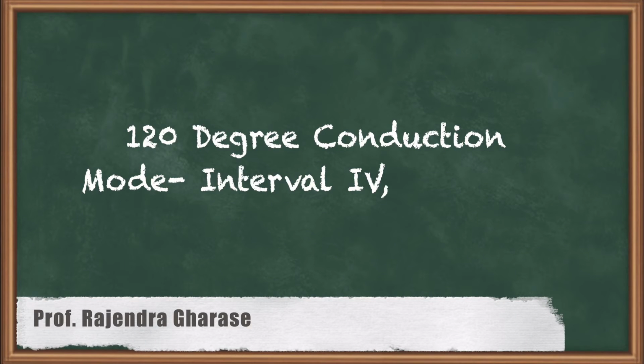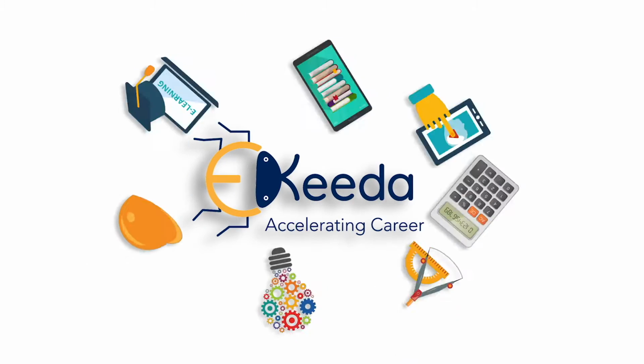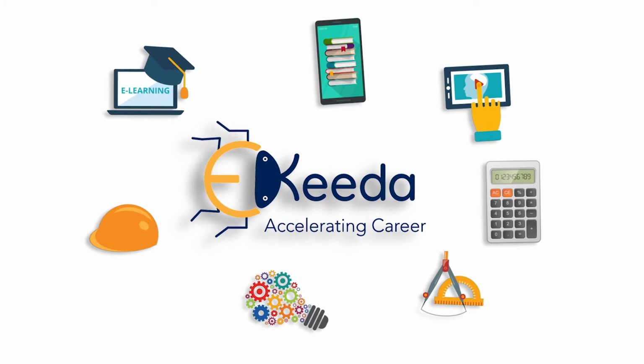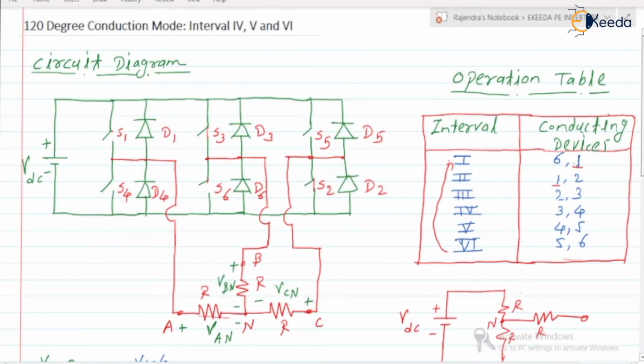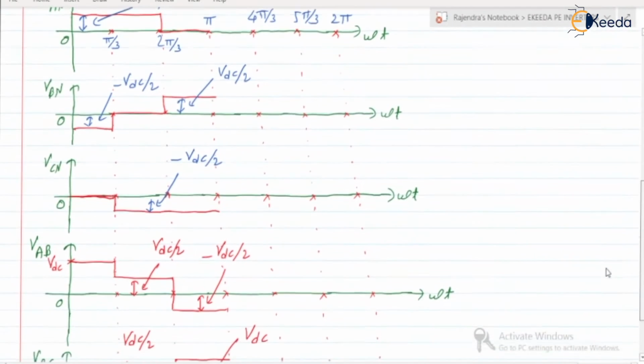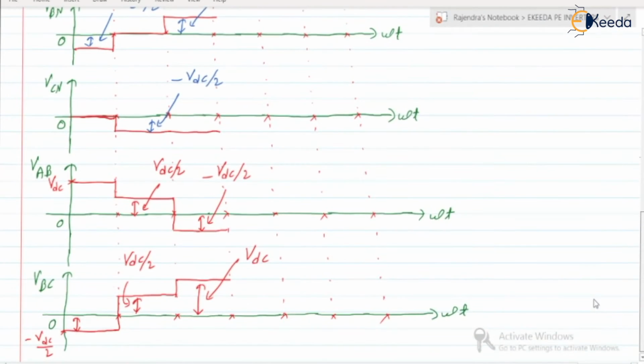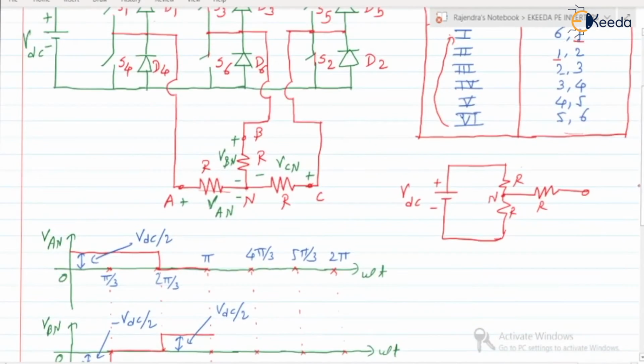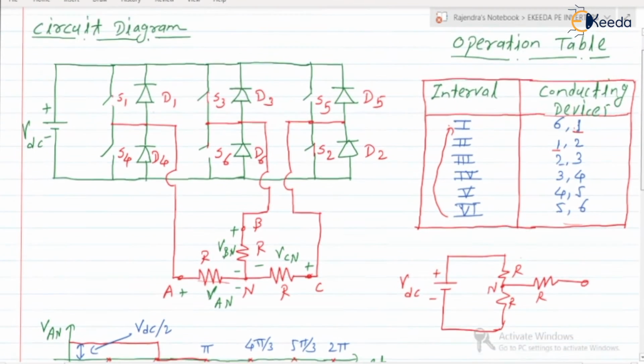Hello friends, in this video we are going to discuss the circuit operation of the 120-degree conduction mode 3-phase inverter for interval number 4, interval number 5 and interval number 6. We have already discussed the first 3 intervals' circuit operation, that is the phase voltage and line voltage waveforms, in the last video. Next, let us move towards the fourth interval.